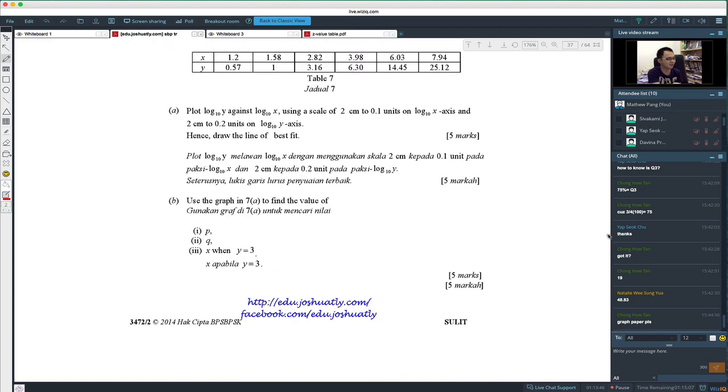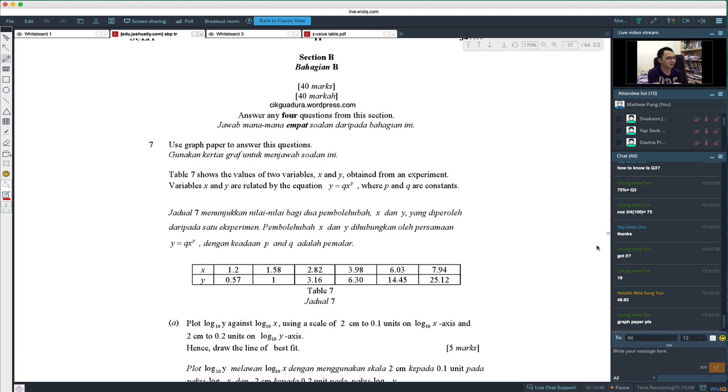But the first thing is, how do I get log into this equation? So I have one equation, which is y equals QX power P. I will add a log for both sides first. I use LG to represent log 10. So LG Y will equal LG QX power P. I add log to both sides, that's the first step.